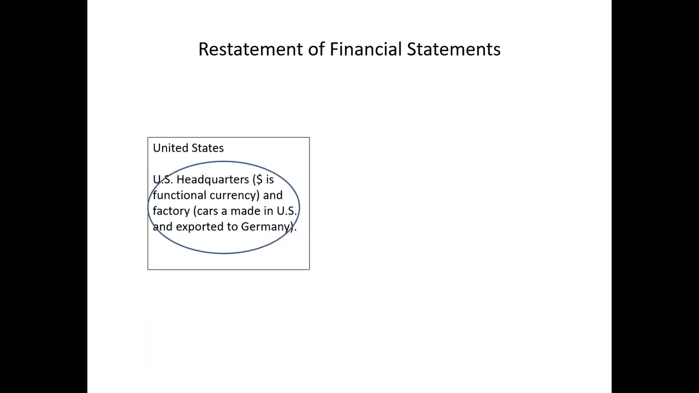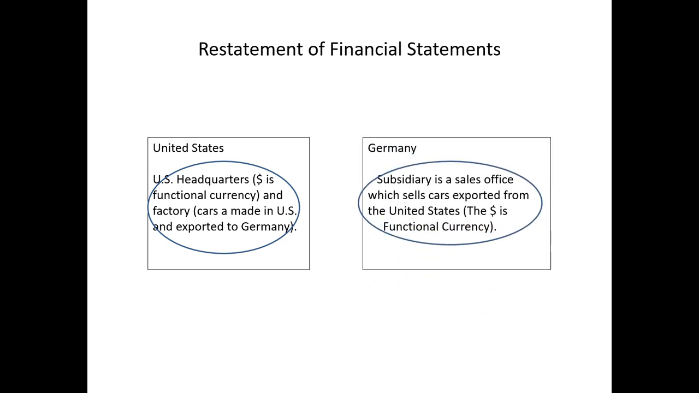Now let's go to another situation. Let's say the U.S. headquarters dollar is the functional currency, and the U.S. has a factory. This is a different situation. Cars are made in the U.S. and exported to Germany. So the dollar is the functional currency, and the factory is in the United States. The U.S. is actually an exporter.